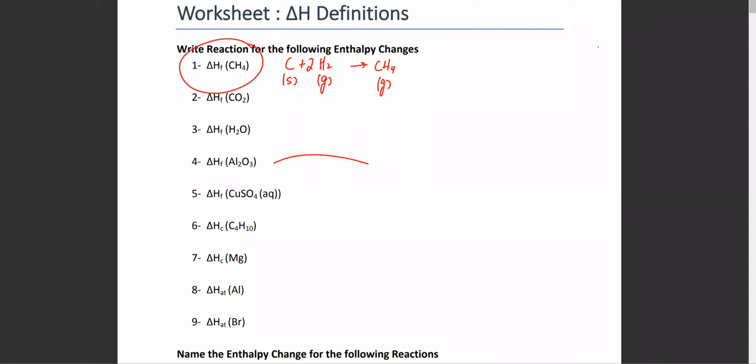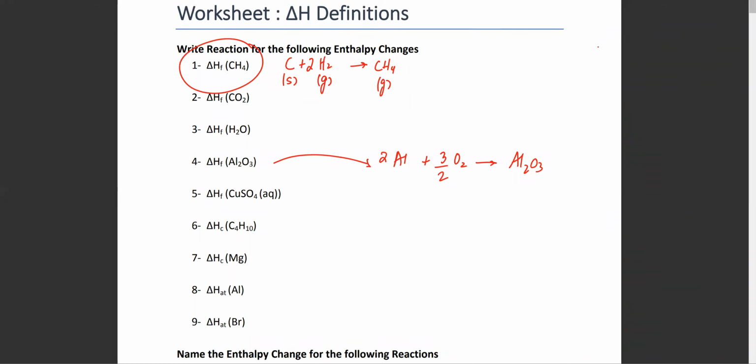Yes. What's the enthalpy of formation of Al2O3? 1 mole of Al2O3 is formed from its constituent elements. It's the energy change of this reaction. So the elements are aluminium and oxygen. Oxygen is diatomic, and you have to form 1 mole, so it's going to be 2 aluminiums and 3 by 2 oxygens.